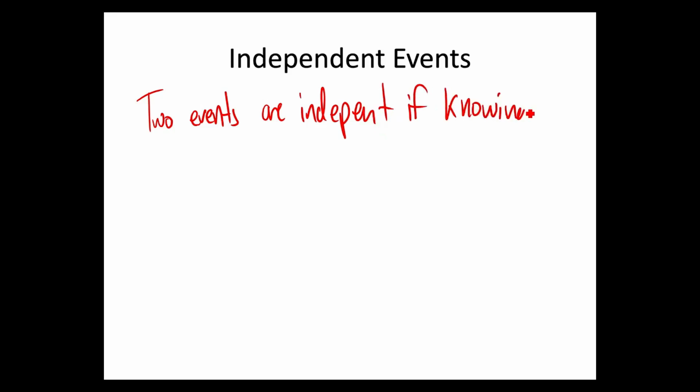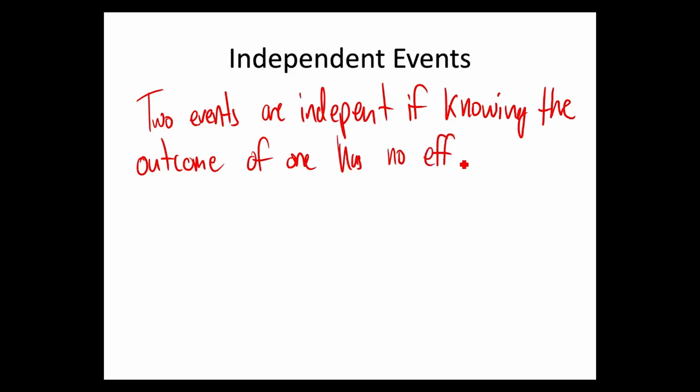So we say that two events are independent if knowing the outcome of one has no effect on the probability of the other.